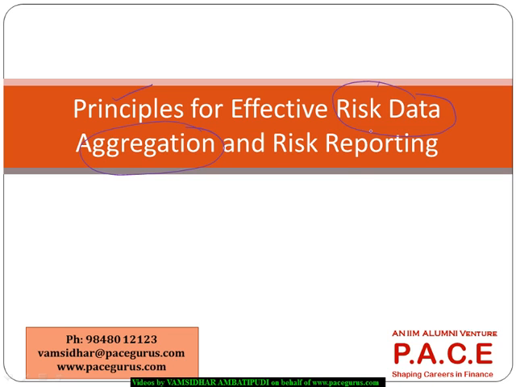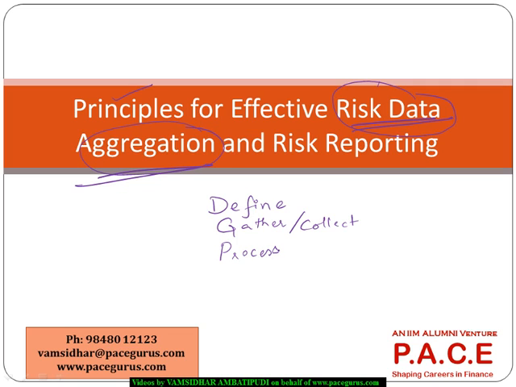Before we get into the effectiveness of the processes, first let's understand the risk data aggregation mechanism. As the word itself says, first I need to understand what this risk data is and how I aggregate it. So basically, define what risk data is, then gather or collect the risk data from various sources, and do some calculations, which is the processing aspect of it.